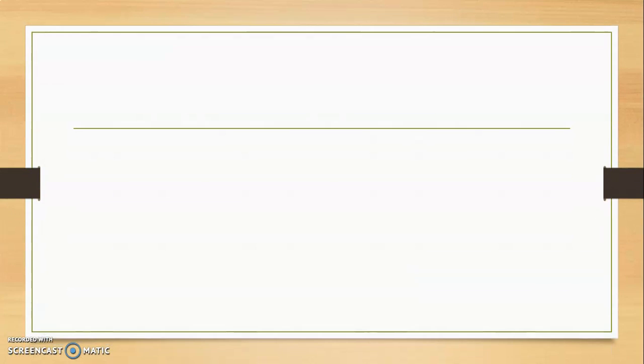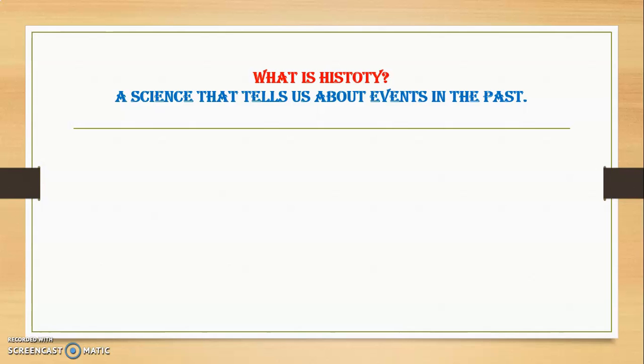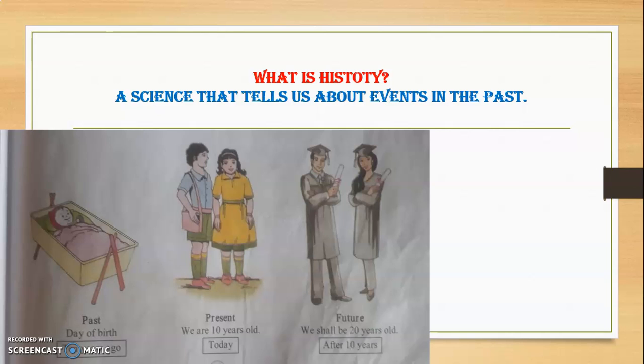Well, my dear children, if you remember, we started with our Evs 2 topic with the introduction part of what is history. Now, what is history? So, history is nothing but a branch of science that tells us about events or the actions or some of the happenings which have taken place in the past. Like our birth, and then we grow, and then we come to a particular age where we study and we move ahead in our life.